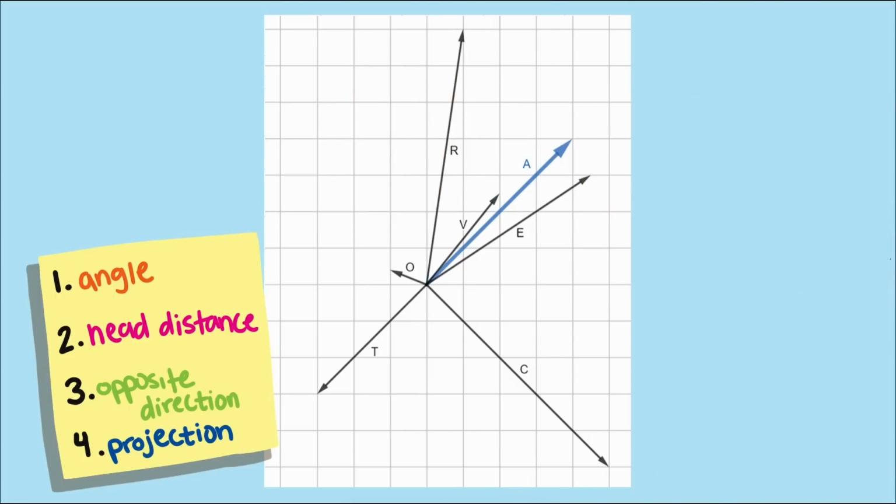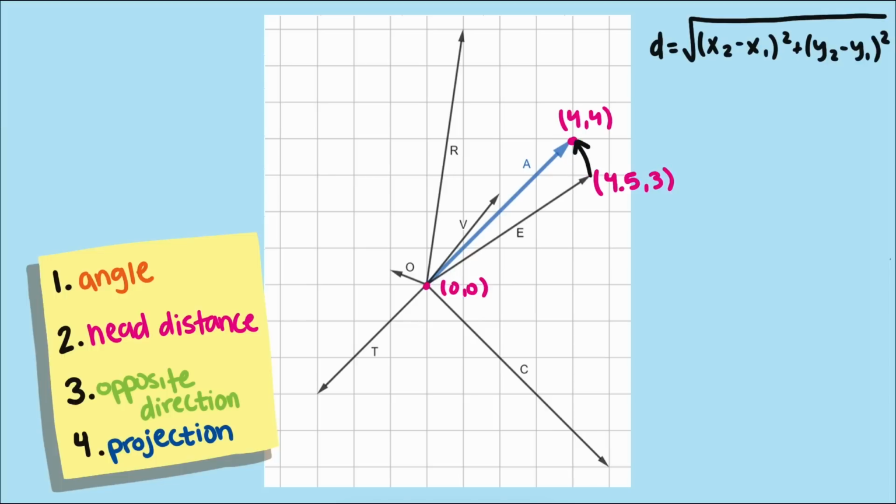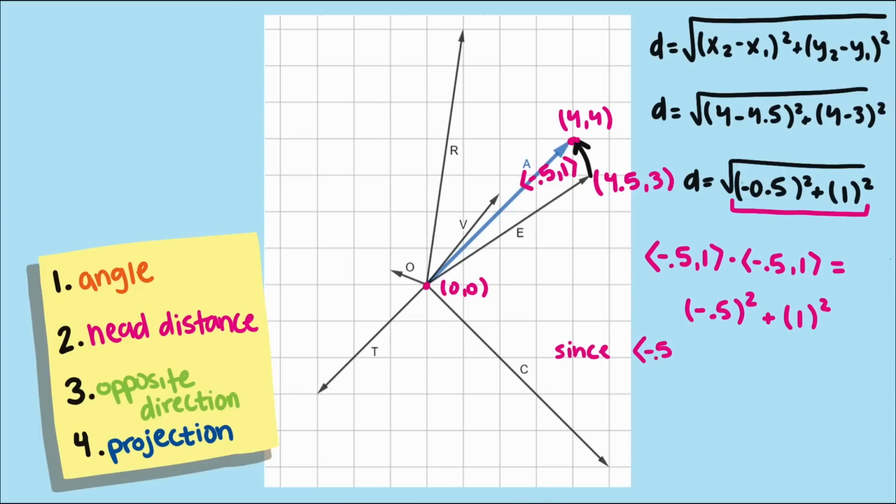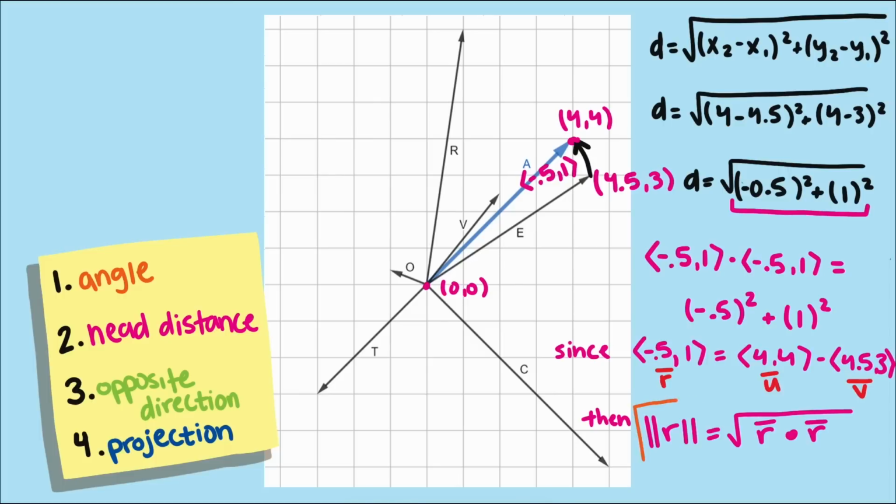Suppose we want to calculate the distance between the head of A and the heads of the other vectors. We can do that with the distance formula, which is just an application of the Pythagorean theorem, like this. But notice, squaring the lengths in each direction can be done as a dot product. So we can write down a formula for the distance between the heads of any 2 vectors, u and v, with the dot product.